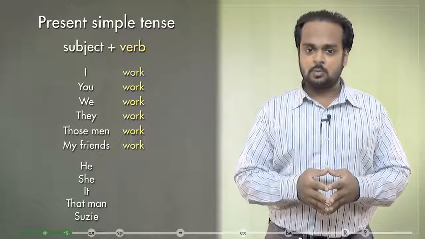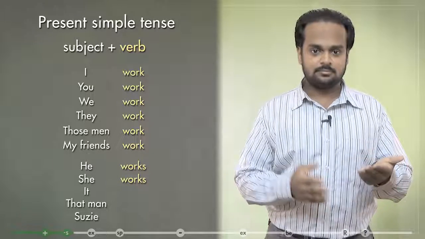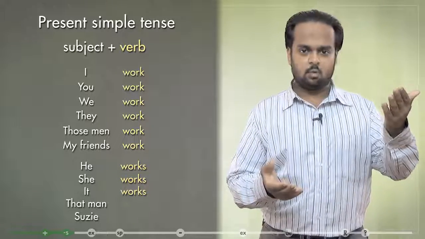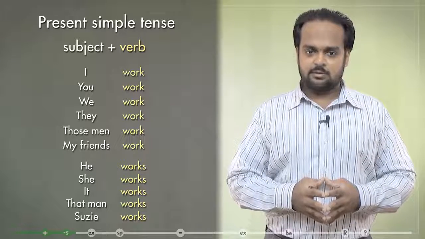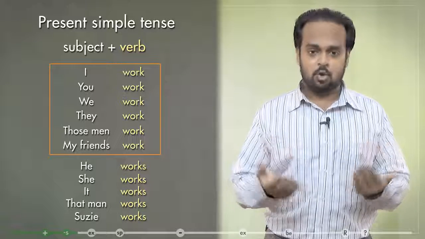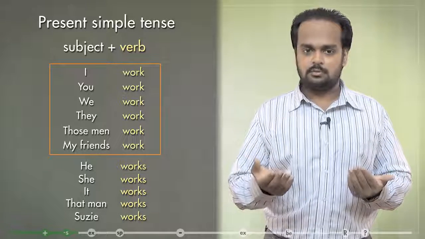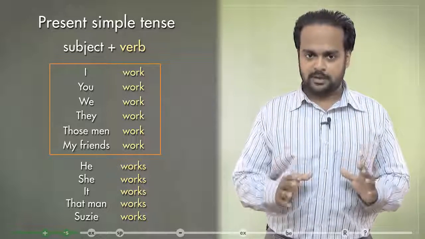But what happens when we have he as the subject? He works. She works. It works. That man works. Susie works. So you can see here that if the subject is I, you, we, they, or any plural noun, such as those men or my friends, then you use the verb in the base form without s.